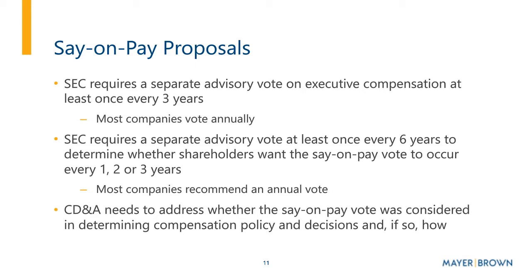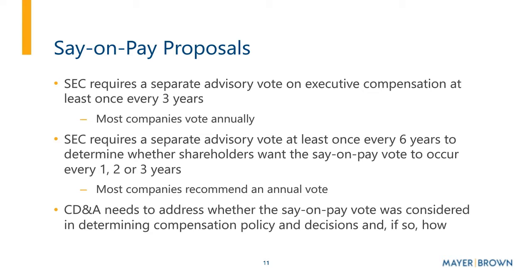Say-on-pay proposal rules went into effect for annual meetings occurring after January 2011, so we're all pretty well versed at this point with the requirements. Issuers are required to include a say-on-pay proposal at least once every 3 years, with most companies voting annually, and they're required to allow shareholders to consider an advisory vote at least once every 6 years, where shareholders can determine whether they would like to consider a say-on-pay proposal every 1, 2, or 3 years. Most issuers obviously recommend an annual vote.